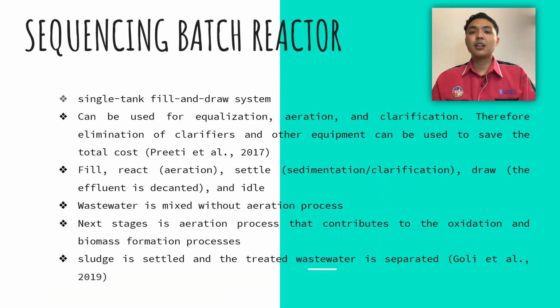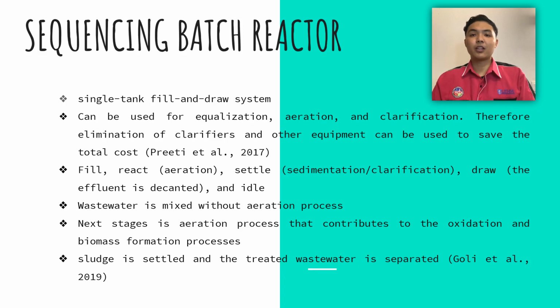A sequencing batch reactor is a single-tank fill and draw system that aerates, settles, withdraws effluents, and recycles solids. A single batch reactor can be used for equalization, aeration, and clarification. Therefore, elimination of the clarifier and other equipment can save total cost. There are 5 steps that are usually implemented in this SBR, which are fill, react, settle, draw, and idle.